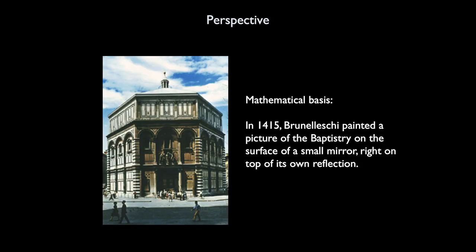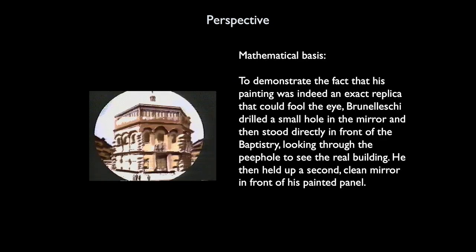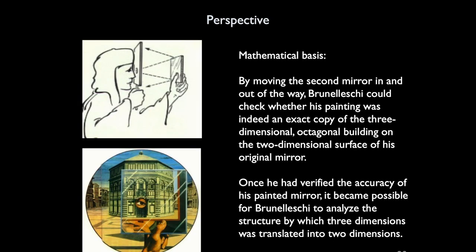In 1415, to discover perspective, he painted a picture of the baptistry on the surface of a small mirror, right on top of its own reflection. To determine that this painting was indeed an exact replica that could fool the eye, Brunelleschi drilled a small hole in the mirror and then stood directly in front of the baptistry, looking through the peephole to see the real building. He then held up a second clean mirror in front of the painted panel, and the second mirror blocked the view of the real building, but now reflected his painted version on the original mirror.